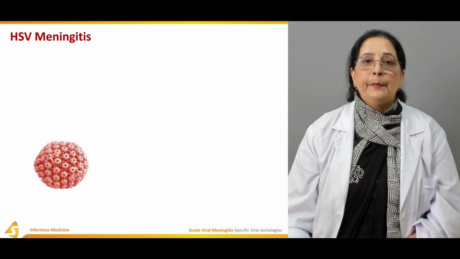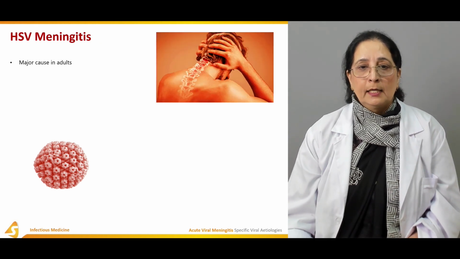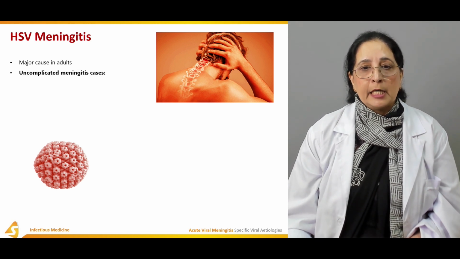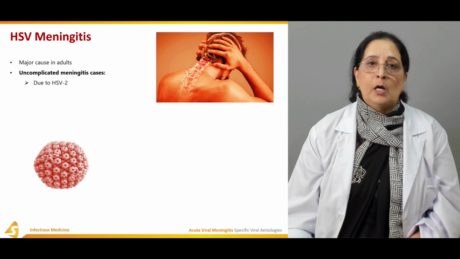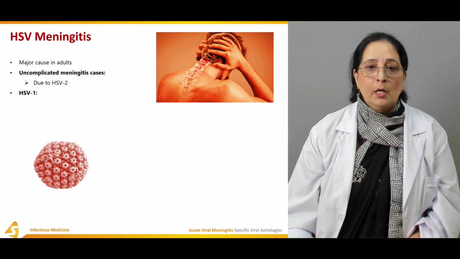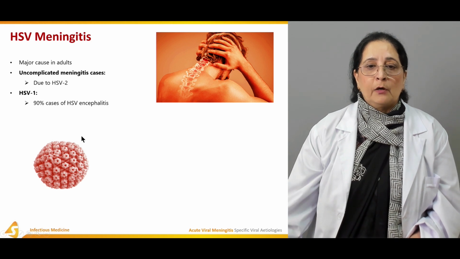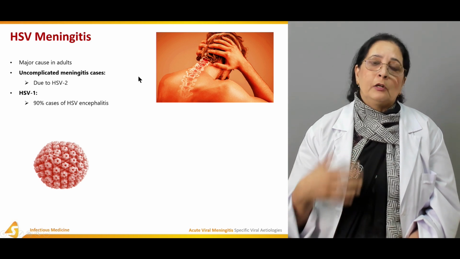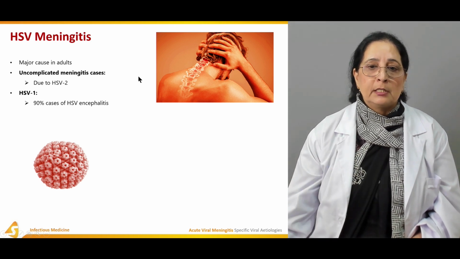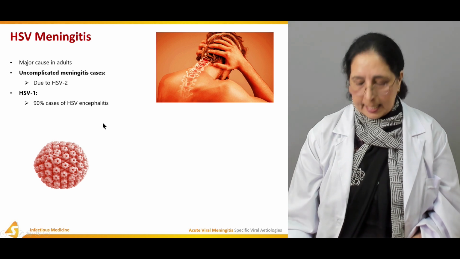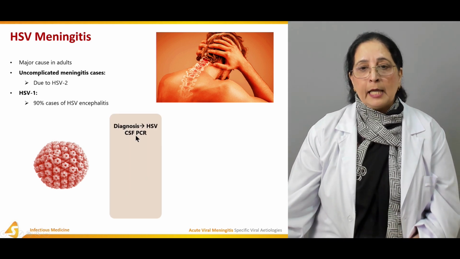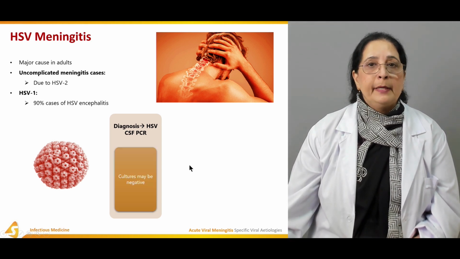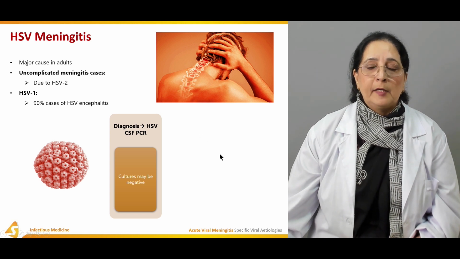Next, herpes simplex virus meningitis, a major cause in adults. Uncomplicated meningitis cases are due to herpes simplex virus type 2. Type 1 accounts for 90% of herpes simplex encephalitis. So type 2 is not commonly associated with complications, while type 1 can cause encephalitis. Diagnosis is by the polymerase chain reaction. Cultures may be negative, that's why we need polymerase chain reaction.